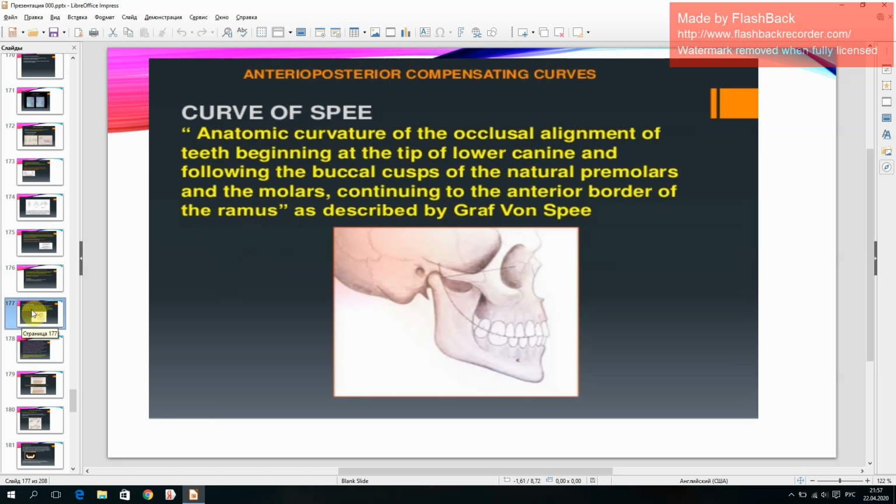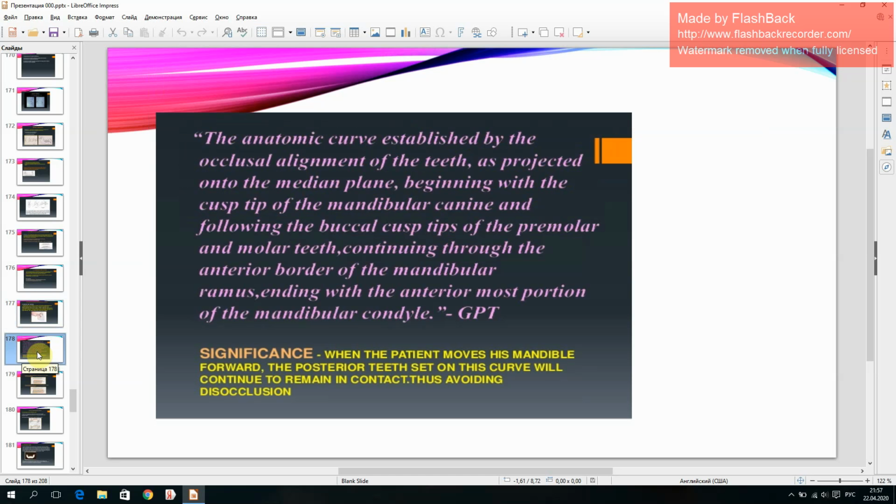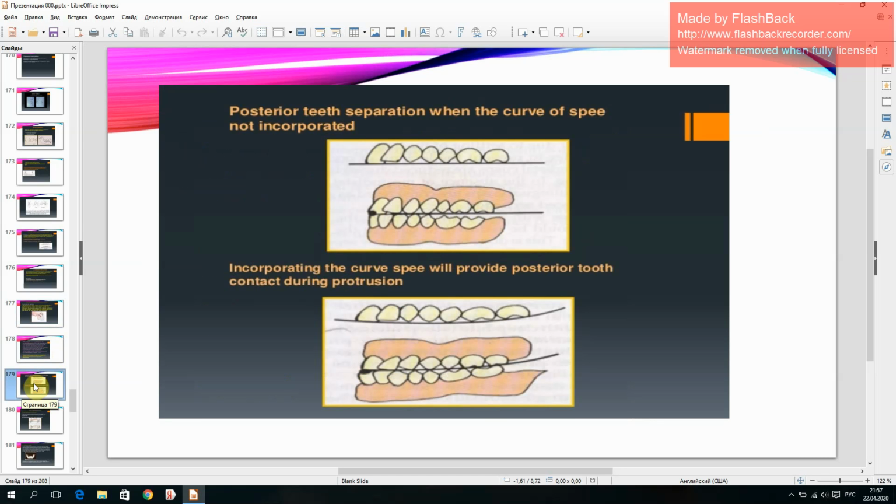Curve of Spee consists of anterior-posterior compensating curves. Posterior teeth separation occurs when the curve of Spee is not incorporated. Incorporating the curve of Spee will provide posterior tooth contact during protrusion.